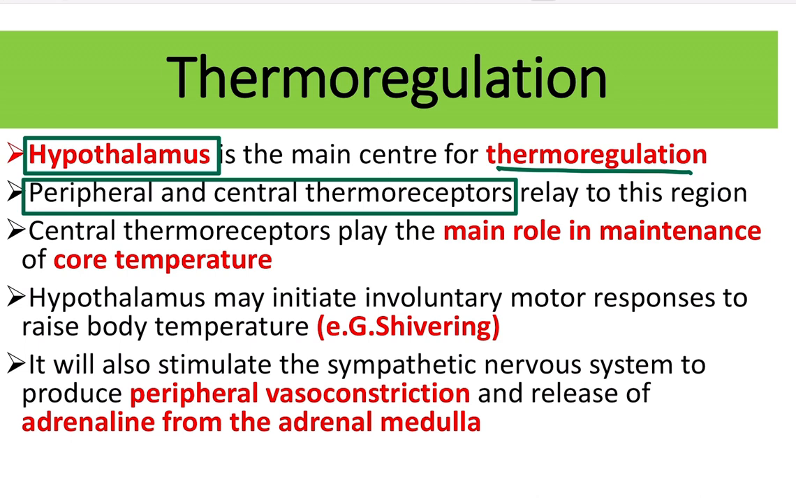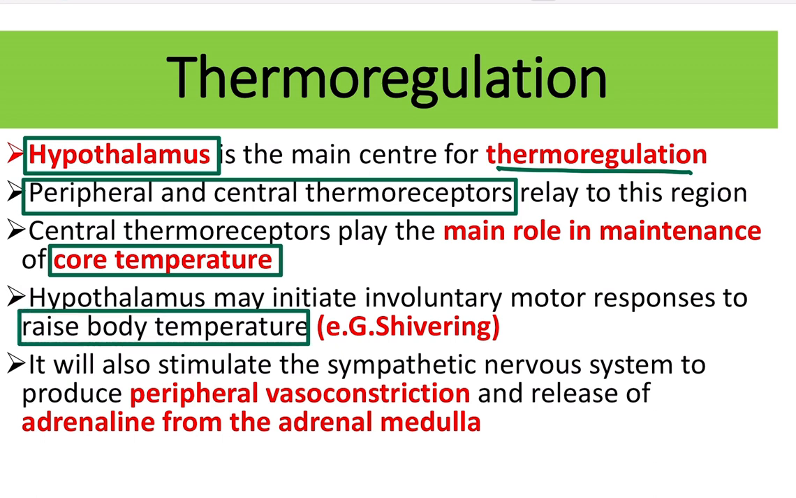Central thermoreceptors play the main role for the core body temperature. This is very important. The core body temperature is mainly maintained by the central thermoreceptors. The hypothalamus may initiate involuntary motor responses to raise the body temperature. So for raising the body temperature, the hypothalamus may cause involuntary motor responses, which is shivering.